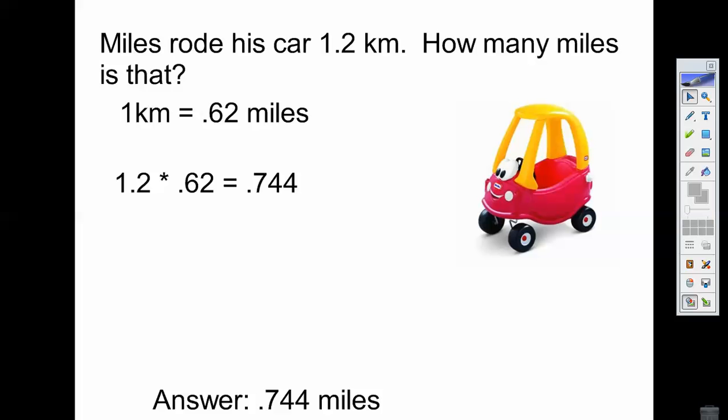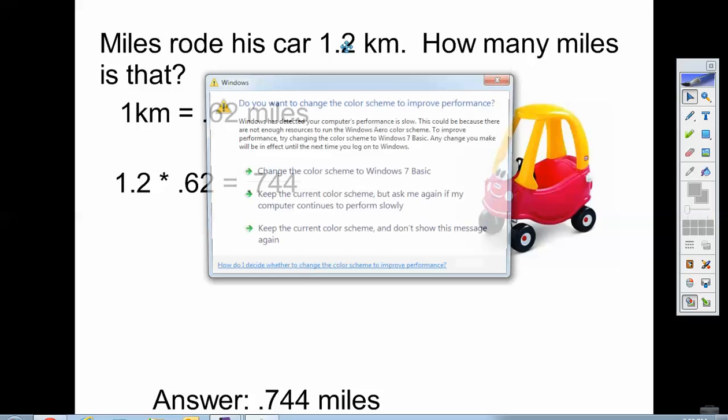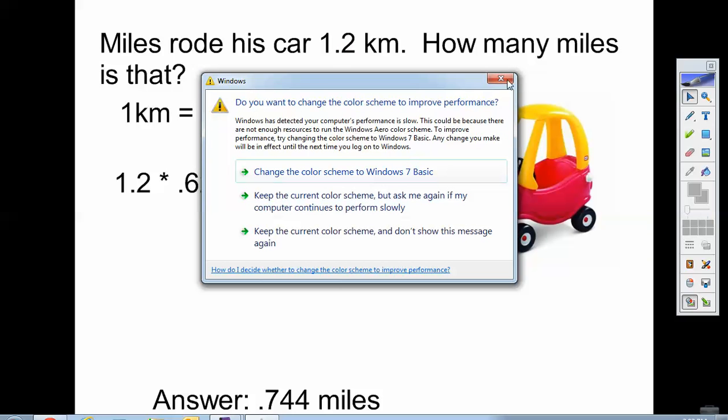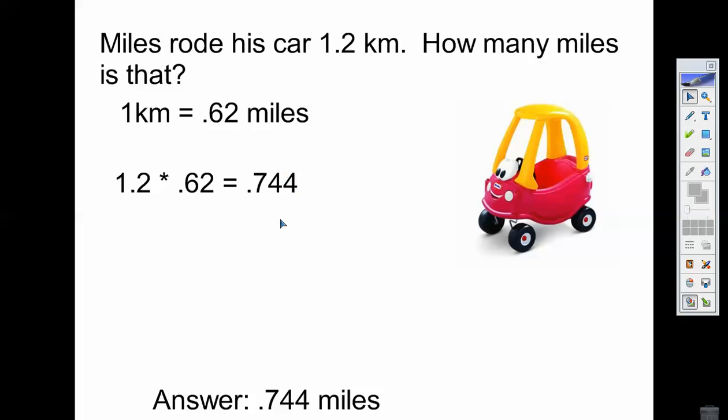Let's say that my son Miles rides his Little Tikes car 1.2 kilometers. We want to know how many miles that is. The conversion chart tells us that 1 kilometer is 0.62 miles. If I type into my calculator 1.2 times 0.62, I get 0.744. The reason I multiplied is because 1 kilometer is 0.62 miles and he went 1.2 kilometers, so I'm just going to multiply those two together.